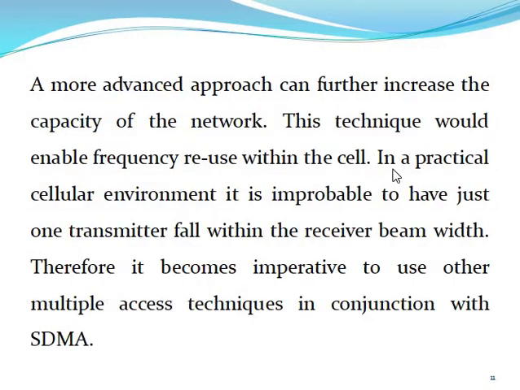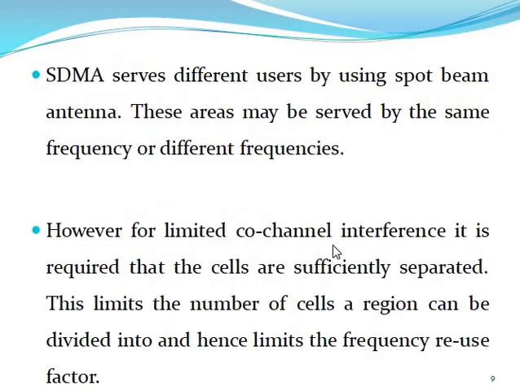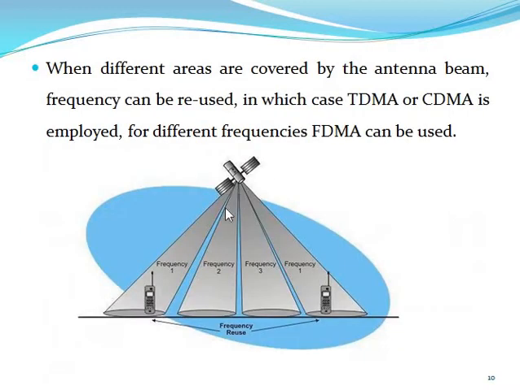So we can say that in a practical cellular environment, it is important to have just one transmitter fall within a receiver beam width. Therefore, it becomes impracticable to use the other multiple access techniques in conjunction with SDMA. SDMA is used for different slots or beams of the antenna, and this area may be served by the same frequency or a different frequency. So this is the importance.